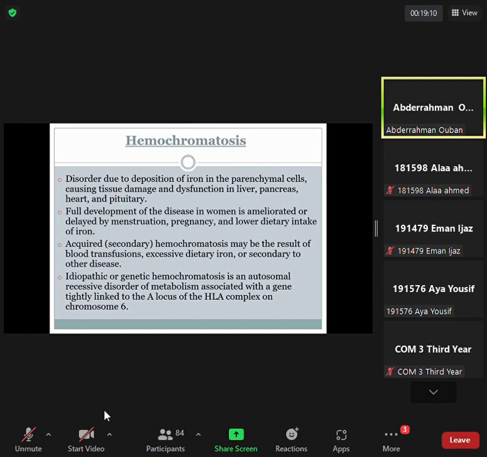If it gets deposited in the liver, it will result in liver fibrosis, and then cirrhosis and liver failure, and then it may actually go on to develop liver cancer. So multiple organs are affected with this process, and that makes for a very nice case on any exam. All right.